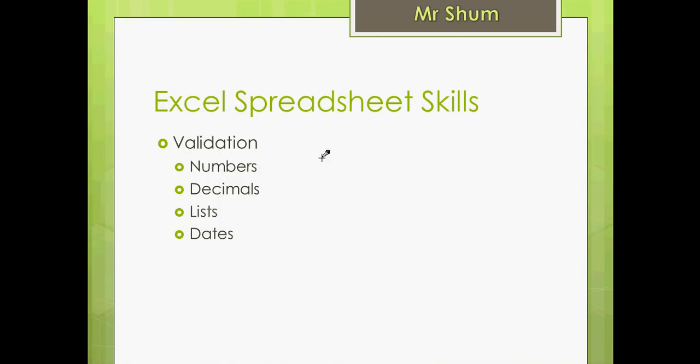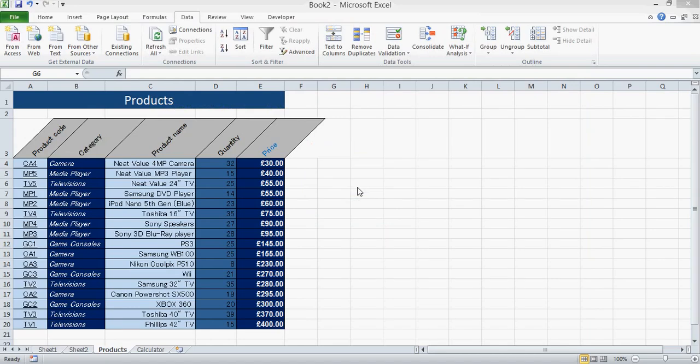Excel spreadsheet skills. Today in this video we're going to look at validation, which allows you to restrict data entry into certain cells to numbers, decimals, lists or dates. So I've got my Excel spreadsheet here and I've got these quantities. Now obviously I don't want people to be able to type in text inside my quantity, because all the quantities have to be a number.